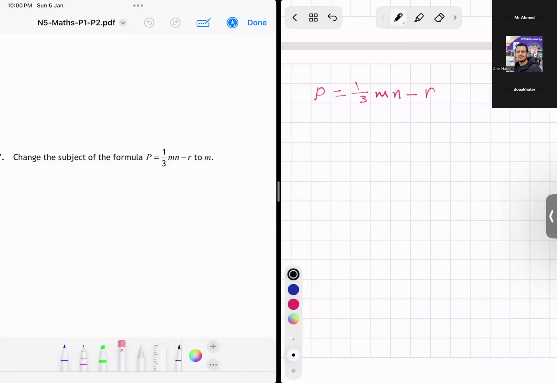The first thing, I need to get rid of negative R. I need to push it to the other side, right? Well, let me write down 1/3 Mn, which equals P plus R, right? Then now I need to get rid of the third. So what do you think?